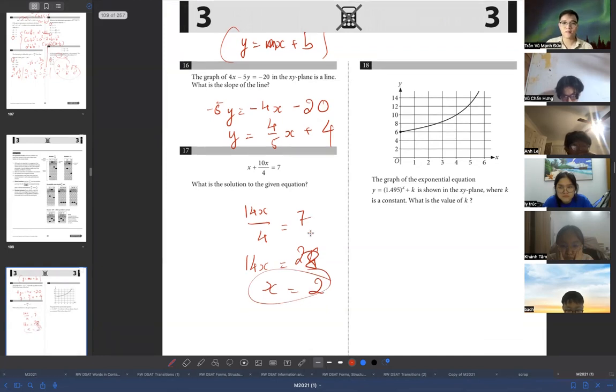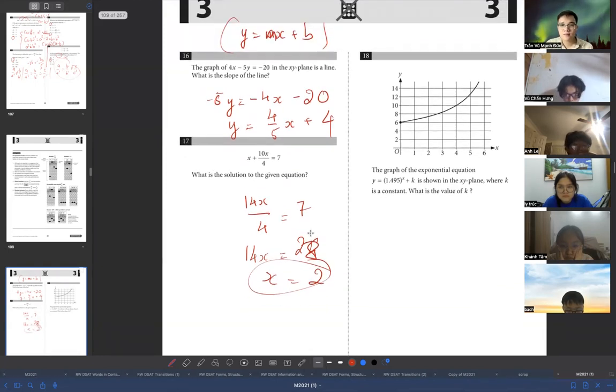That's what's up. 18 is, do you know how to do the 18?